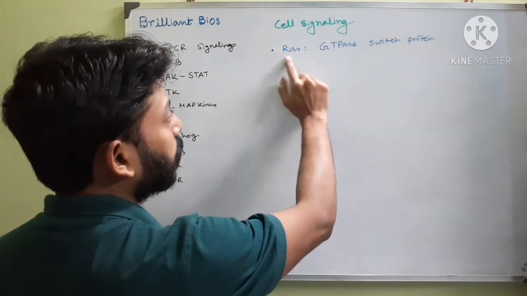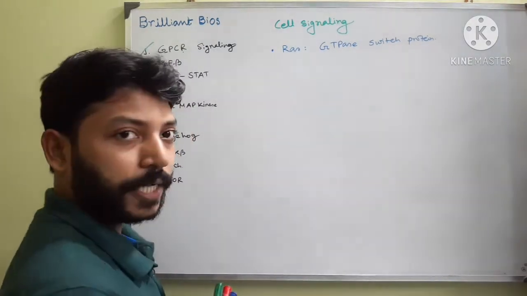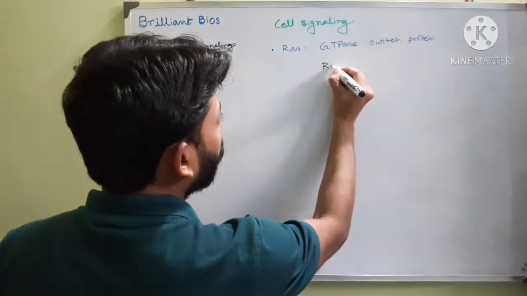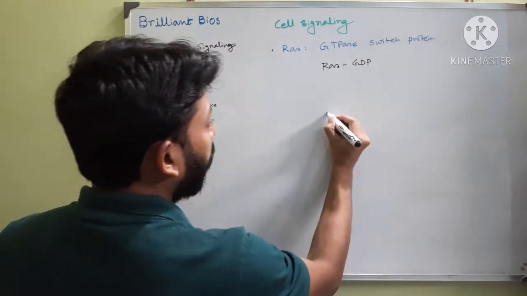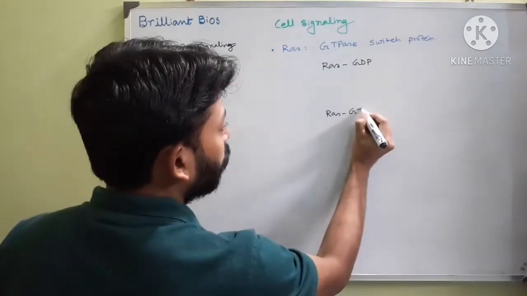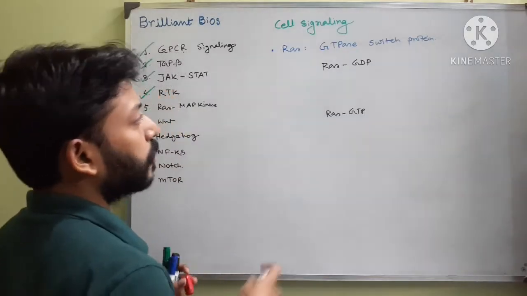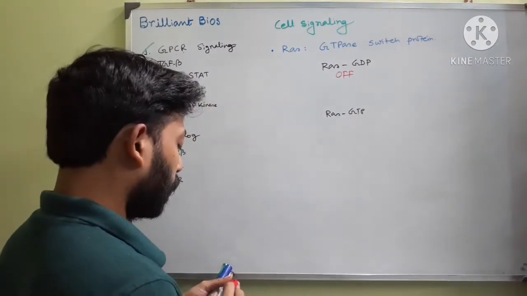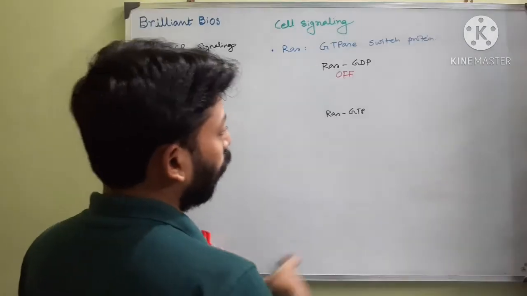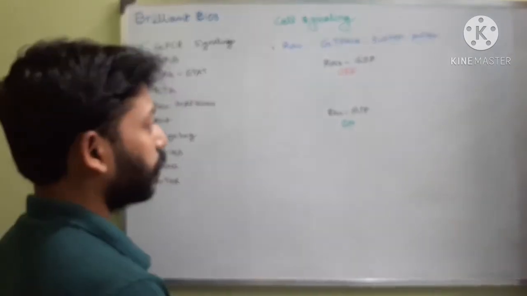At first you have to understand the basic function of this Ras protein, that is, the GTPase switch protein. Why is it called a GTPase switch protein? Because Ras protein can be present in two forms. One is when it is associated with GDP, and another is when the Ras protein is associated with GTP. When Ras is associated with GDP, it is in the off state. When Ras is associated with GTP, it is in the on state, molecularly on. It can perform its functions.